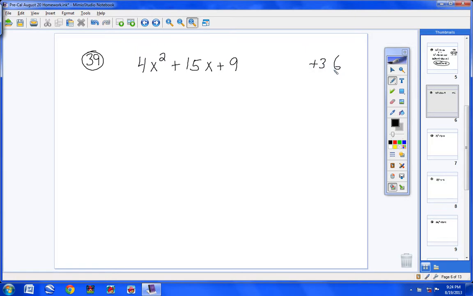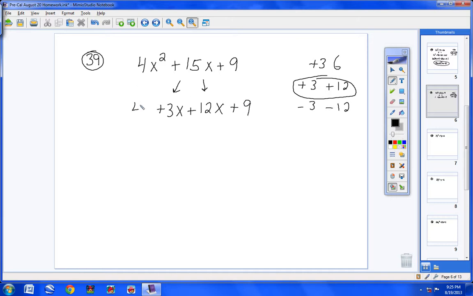Now I could take time and list out all the multiples of 36. But the one I think that's going to work, seeing that I have a 15 right here, is a 3 and a 12. A positive times a positive and a negative times a negative. Now one of these adds up to 15. It's this one right here. So where the positive 15x is, I'm going to write a positive 3x and a positive 12x, okay? And then bring down your last term, positive 9, and bring down your first term, 4x squared, okay?